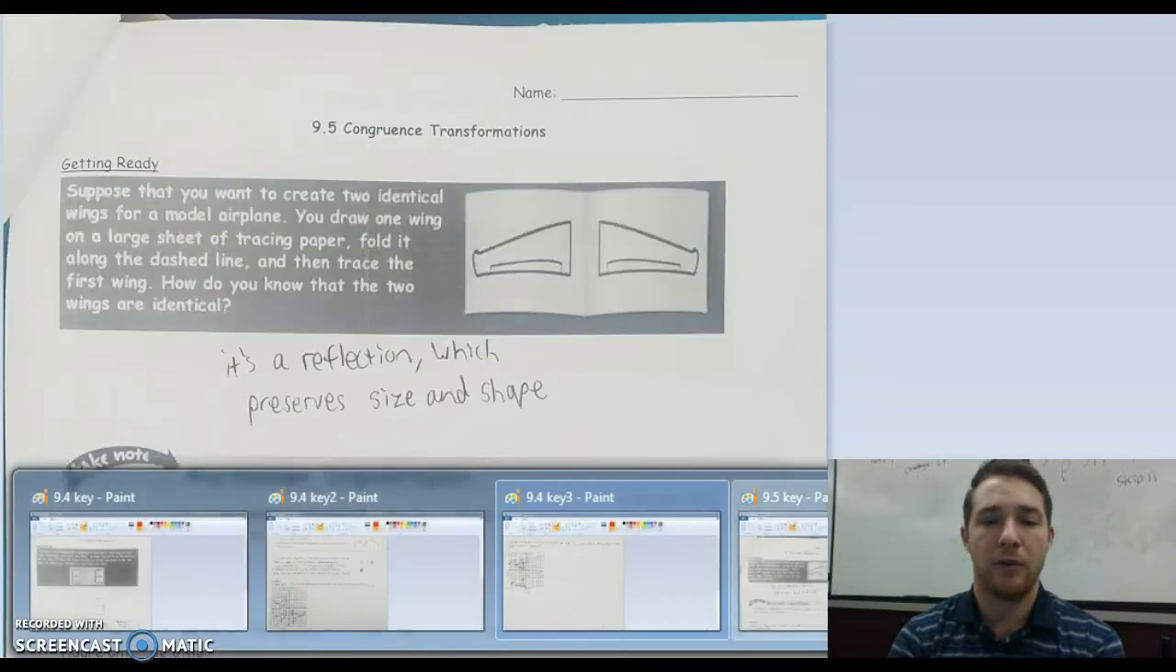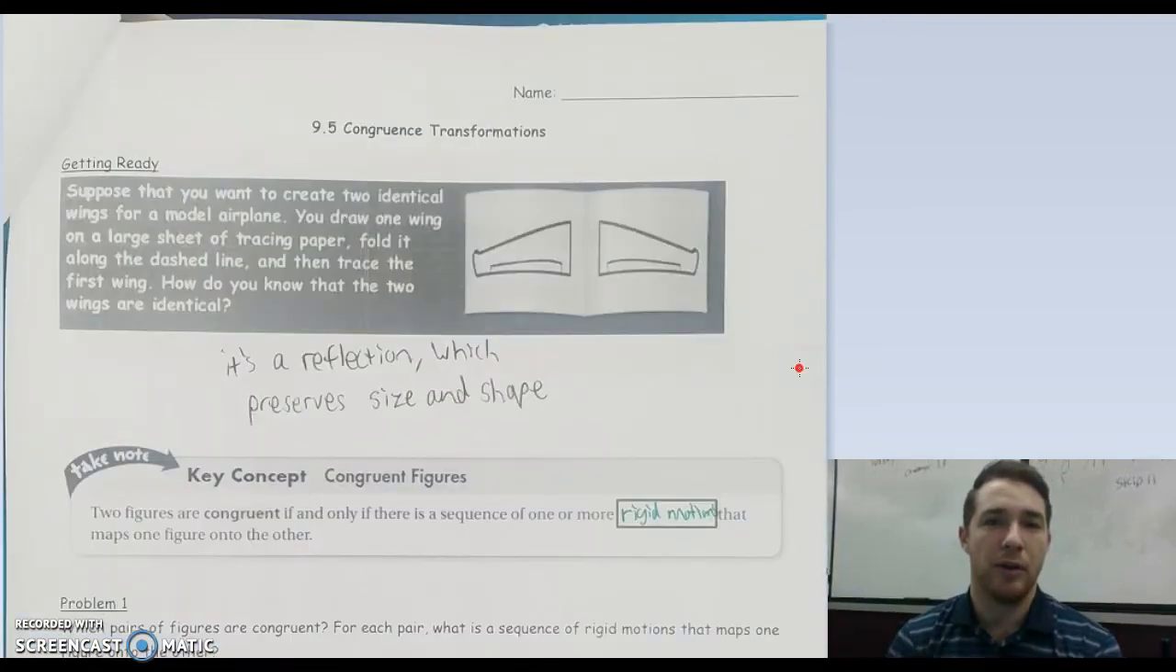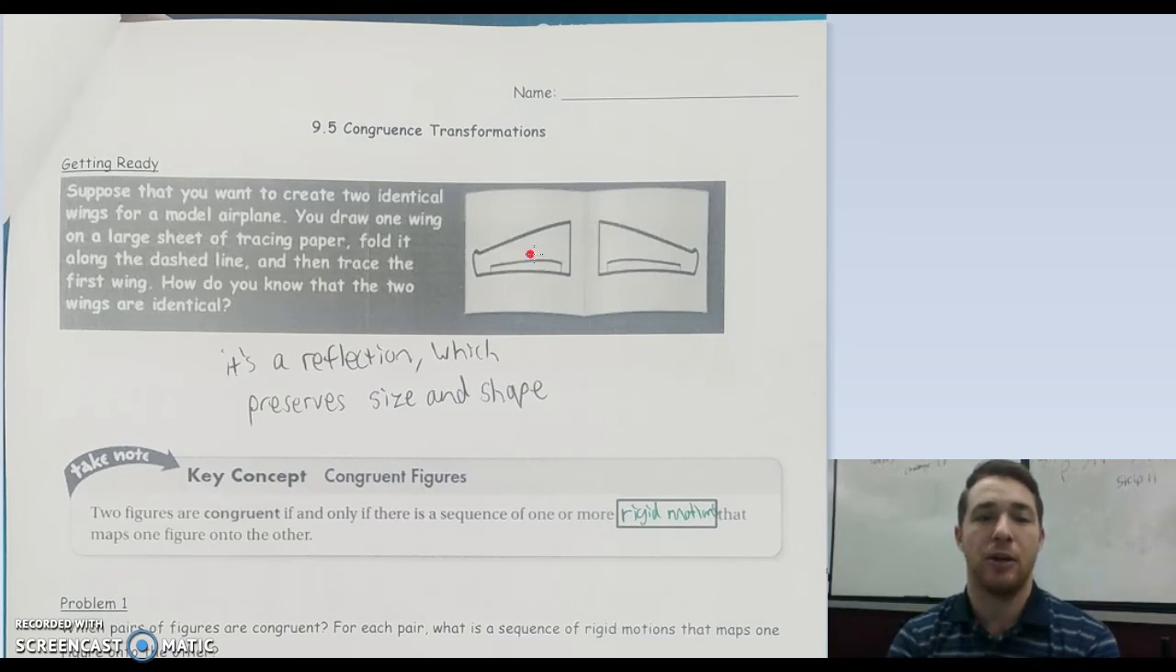So 9.5 is also pretty similar. We're using the same types of movements, but this time we're calling them congruence transformations. First question here is asking us, if I get this picture in a book, if I draw a line, fold it over a piece of paper, and then trace it again, we know that both wings are identical because we know it's a reflection, and reflection is going to preserve the same size and shape because it's a rigid motion. So any type of reflection that we do, those should be congruent figures, and that's what we're going to be using to prove things are congruent.